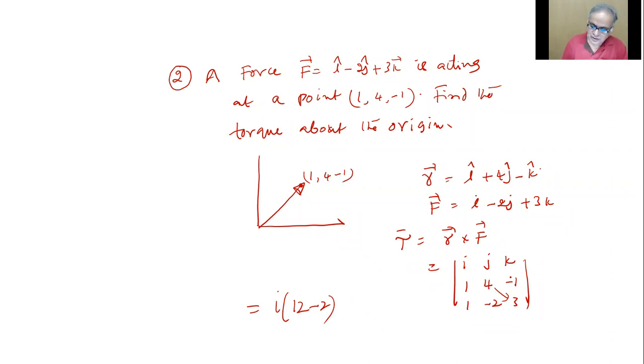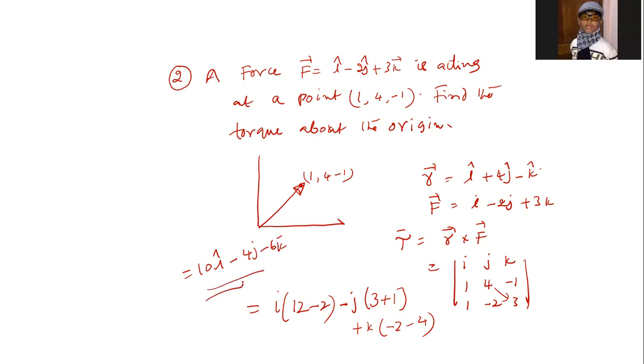I put a minus here for j. Ignore the column and row in which j is existing. You're left with 1, 3, and 1, -1. 1 into 3, 3. Minus 1 into minus 1, plus 1, right? Plus k into, ignore this, 1 into minus 2, minus 2, minus 1 into 4. So what am I left with? 10i cap, minus 4j cap, minus 6k cap will be the torque.